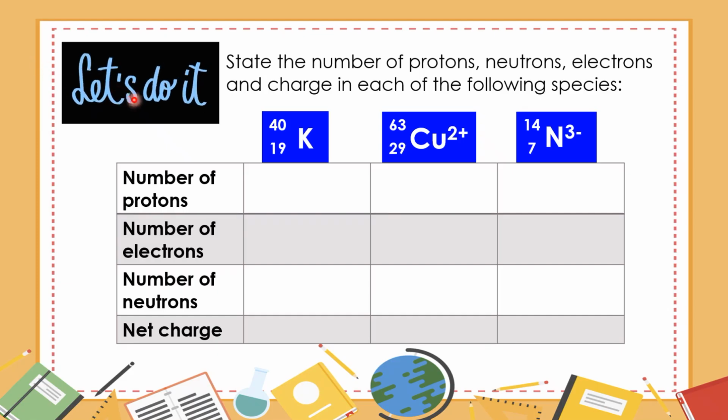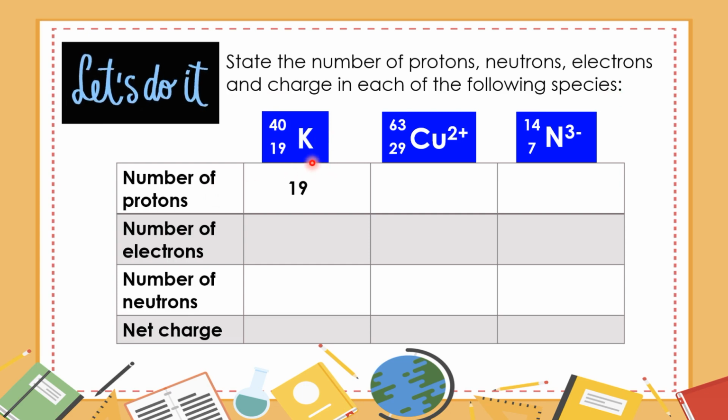Now let us try to solve this problem. State the number of proton, neutron, electron, and charge in each of the following species. For the first isotopic notation, we can see that the proton number is 19. Therefore, the number of protons is 19.